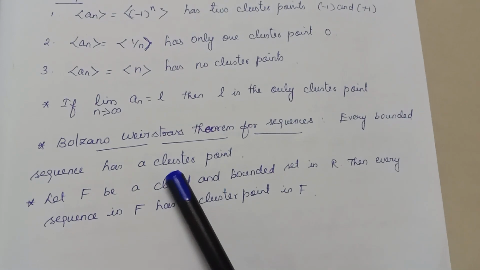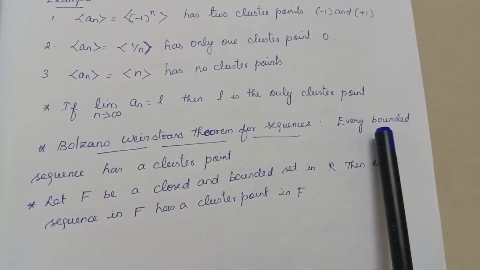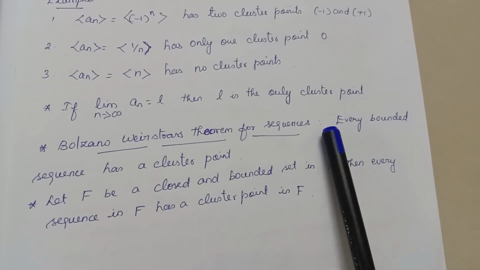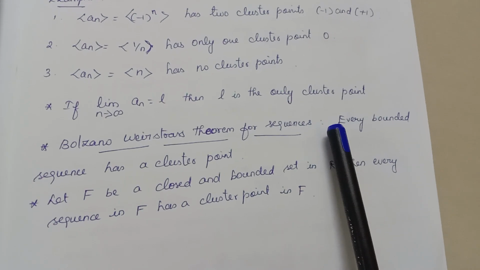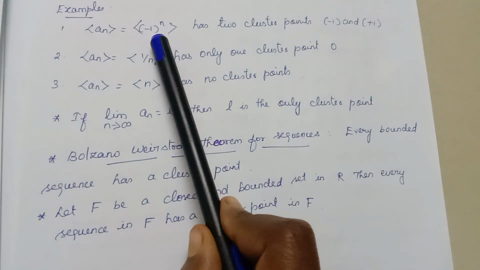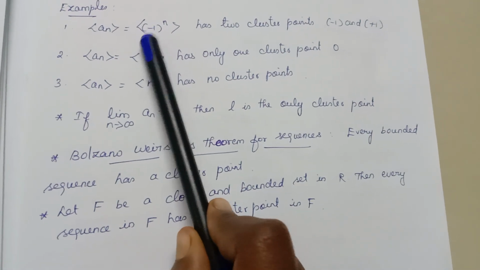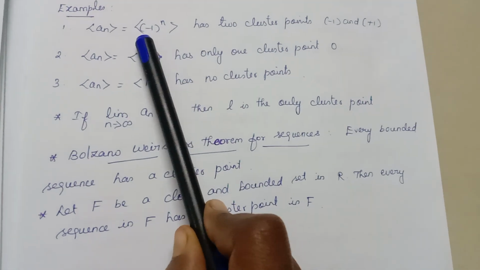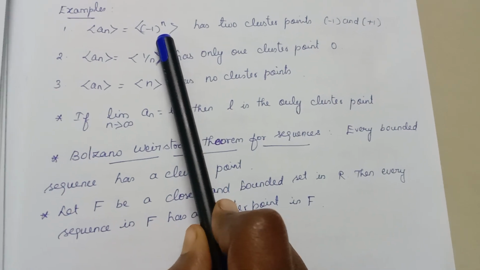Okay, the converse need not be true. Right. So what we have here is: every bounded sequence, if you are given a bounded sequence, then you can surely say that it has a cluster point. See, this is a bounded sequence, because the lower limit is -1 and the upper limit is +1. So definitely it will have a cluster point.